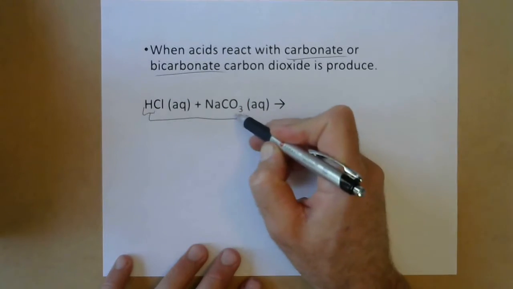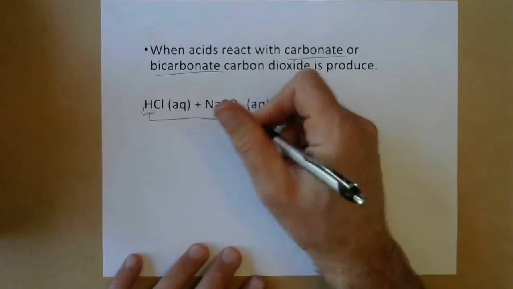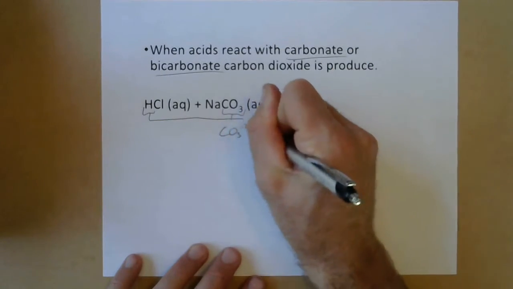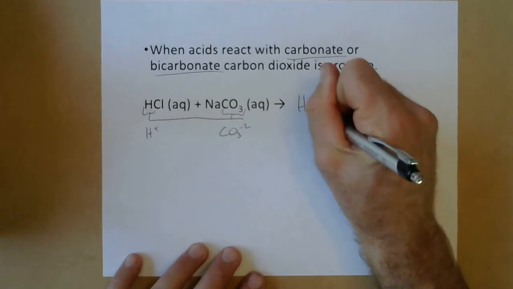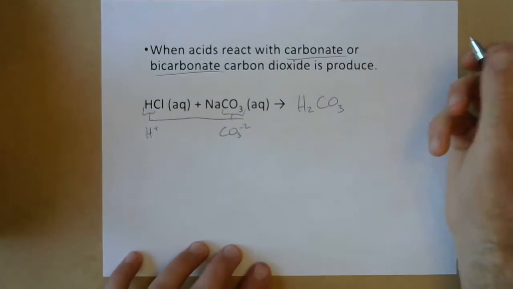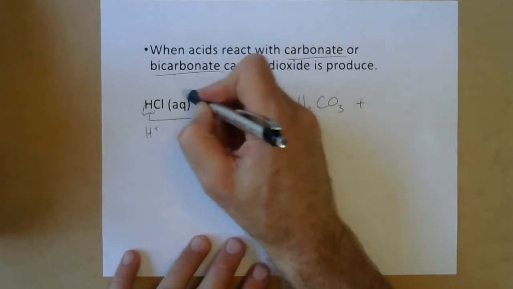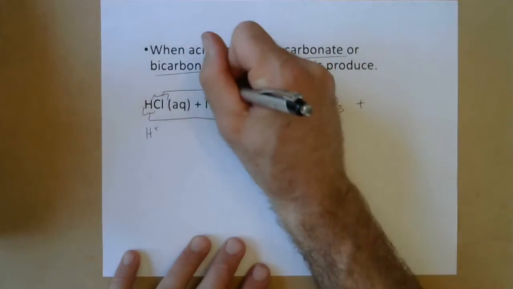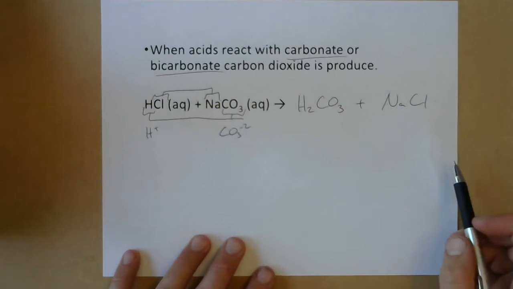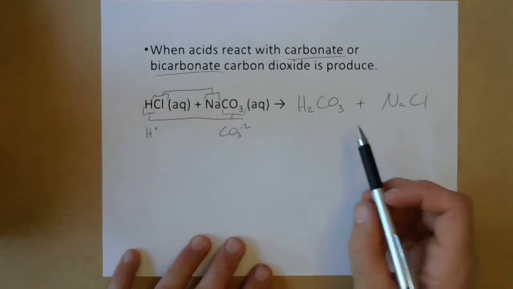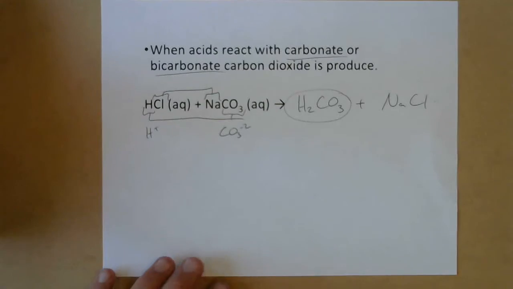So hydrogen pairs with the carbonate. And so that'll make, so CO3 has a -2 charge, hydrogen has a +1 charge. So that'll make H2CO3. And then this is going to be sodium pairing with the chloride. So that's going to make sodium chloride, NaCl. So the way that this produces carbon dioxide is that there's going to be a second step to this reaction, and that this is carbonic acid.